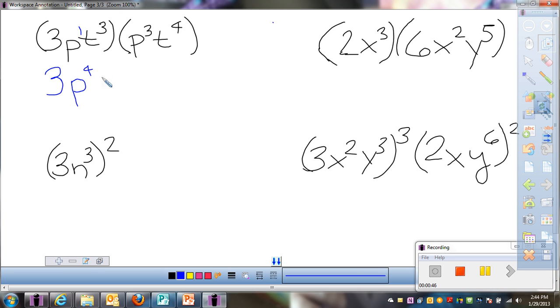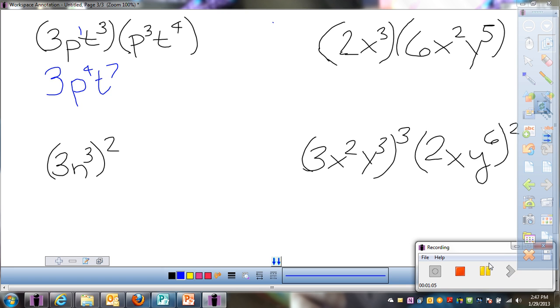The next base is t. So when we multiply t to the third times t to the fourth, we simply add those exponents again. 3 plus 4 is 7. And that right there is the answer. 3p to the fourth, t to the seventh.